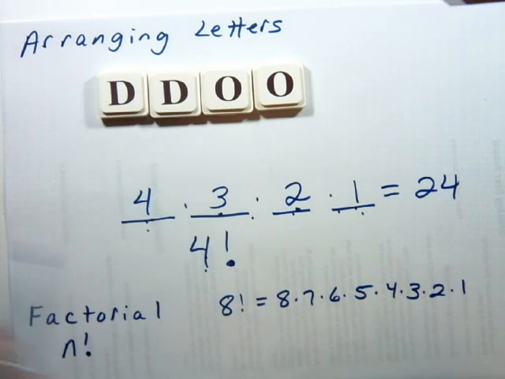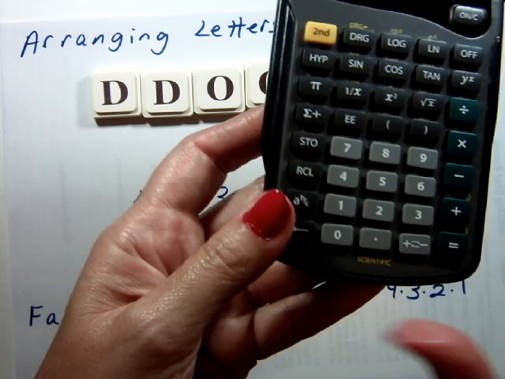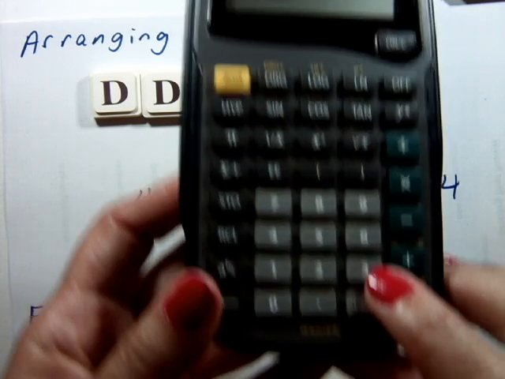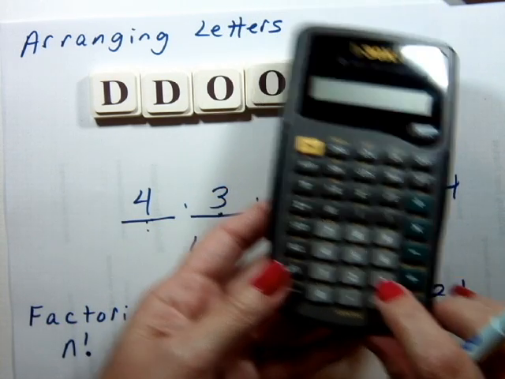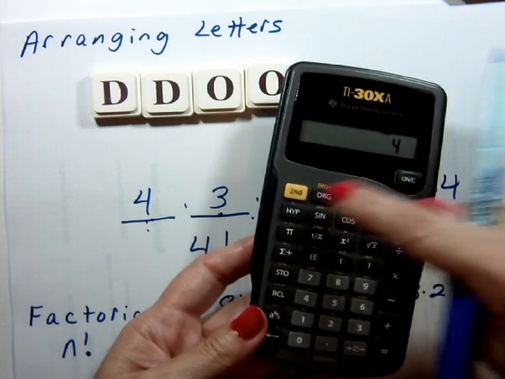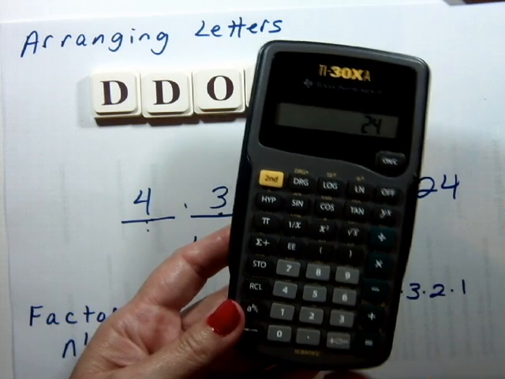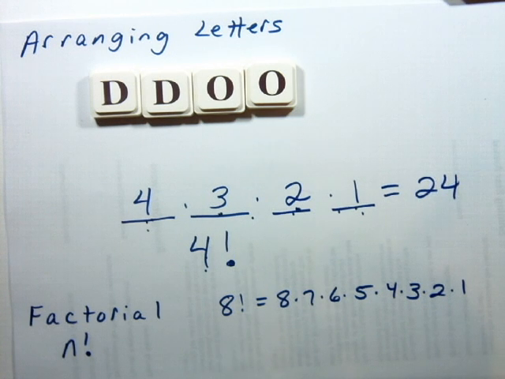Now if you're using a scientific calculator, you're going to need to find your x factorial or n factorial key. I believe on this one it's above the 3. I don't know if you can see it in this light, but it says x factorial. So on this calculator I would say 4, and then I'm going to have to hit second. And since it's above the 3, I'll hit the 3 and then hit equals, and notice I get 24. You need to learn your calculator. Google how to do factorial on your calculator.